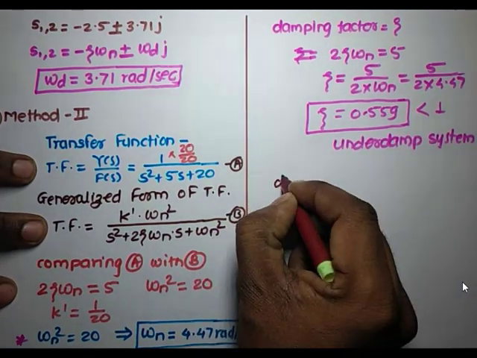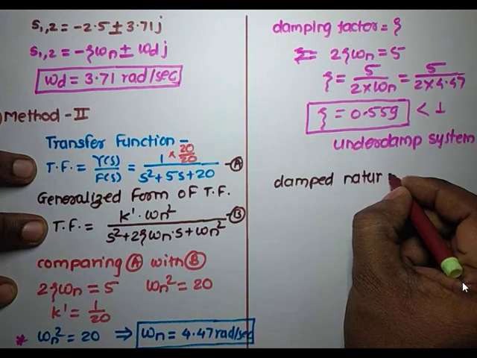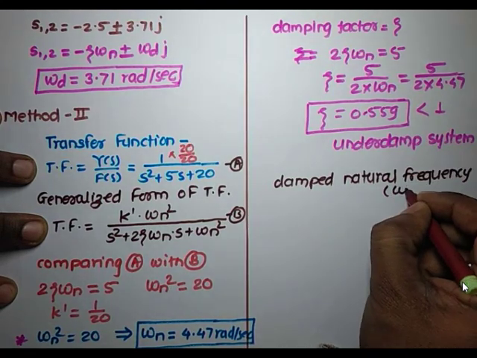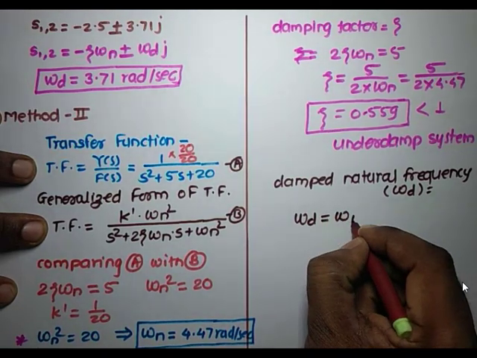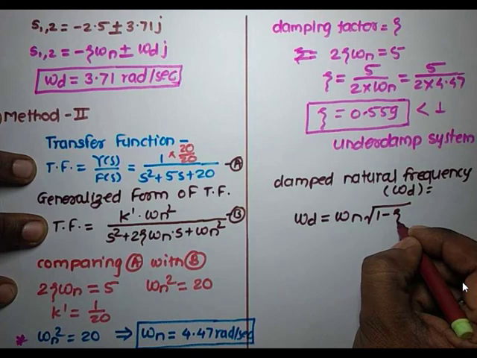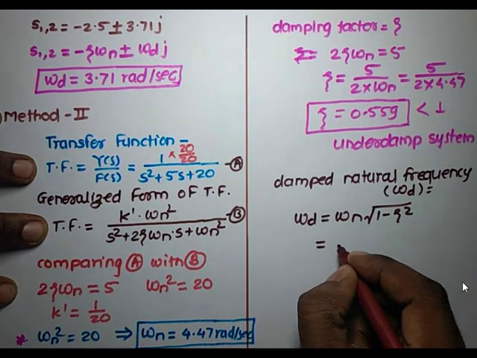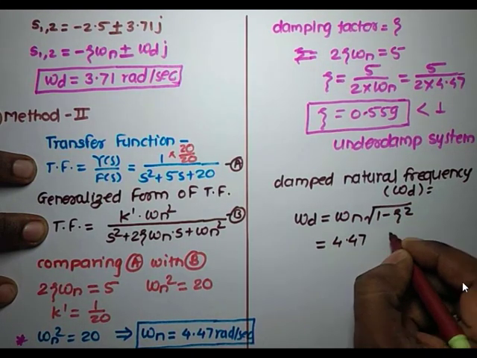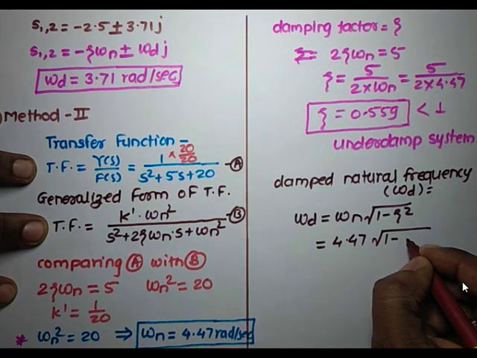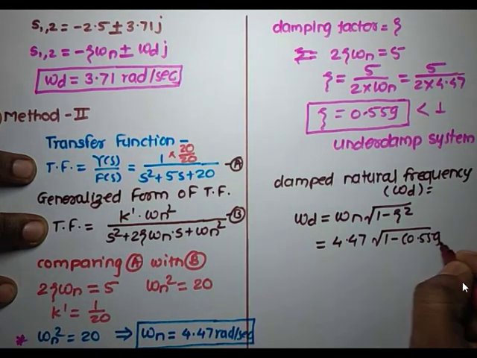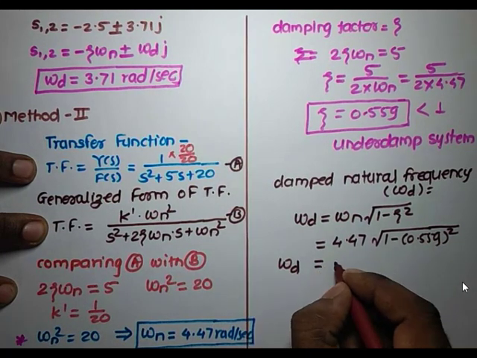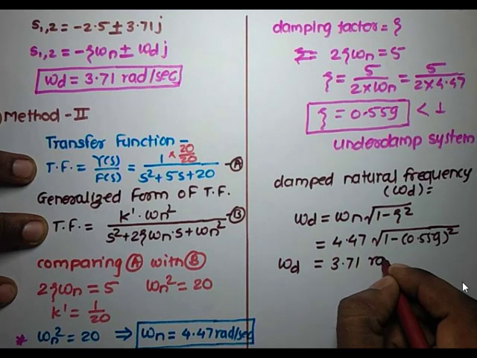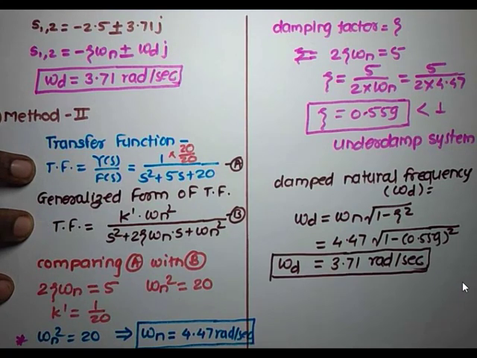Now the last is the damped natural frequency. So damped natural frequency is omega d. The relation is omega d is equal to omega n under root 1 minus zeta square. We got omega n as 4.47 into under root 1 minus 0.559 square. If you solve this, you will get omega d is equal to 3.71 radian per second. Now the next numerical we'll discuss for a rotational system.